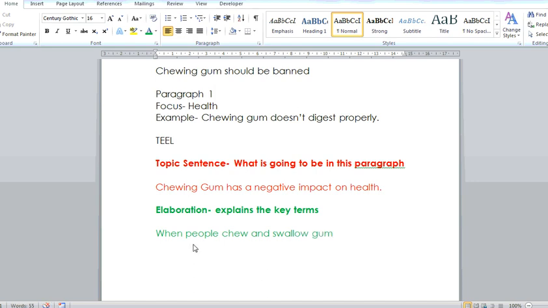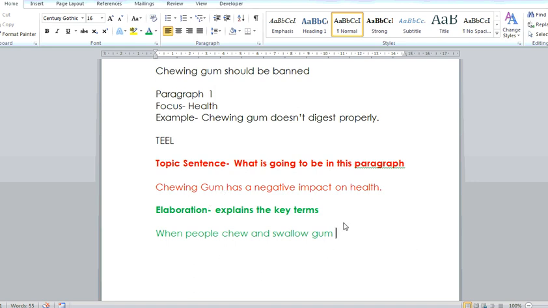Now, obviously I'm talking about people swallowing gum because I'm talking about digestion in my example. So it's really important that I actually make sure I clarify that. That's called clarifying the context. So, when people chew and swallow gum, that's what I mean by chewing gum. I don't mean when people buy a packet of chewing gum and put it in their backpack, their stomach doesn't digest properly. That wouldn't make sense. So I have to be really clear.